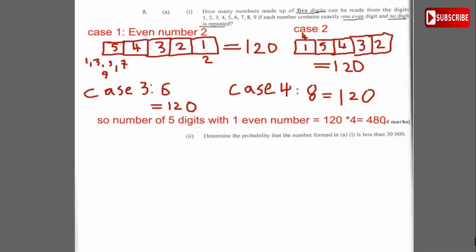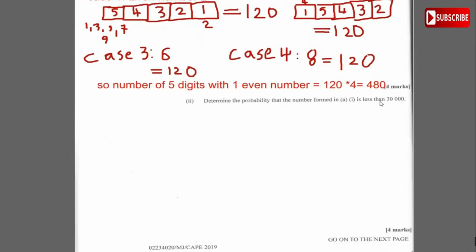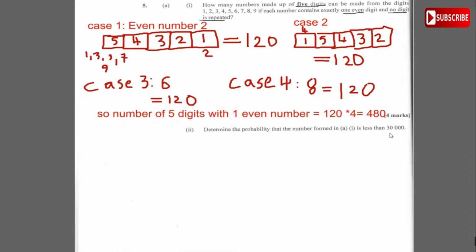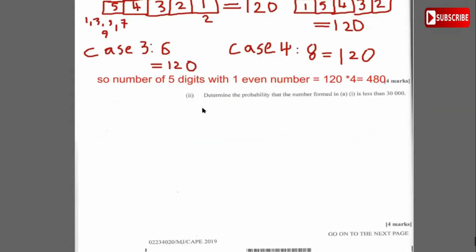Now it says determine the probability that this number formed is less than 30,000. If the 5-digit number is less than 30,000, that means the number either starts with 1 or starts with 2. Make sense? Okay, I can have a number like 12,000 something, or 20 something thousand, 15,000, 18,000, and something of that sort. And so let's look at case 1. Case 1 is where the 5-digit number starts with 1.